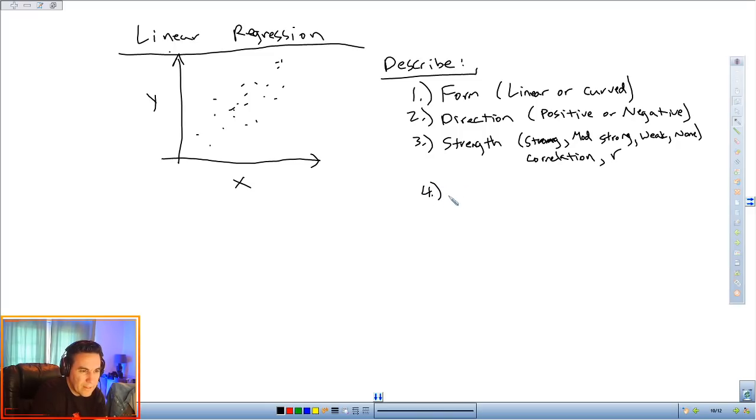And then anything unusual, right? Form, direction, strength, context, unusual points.